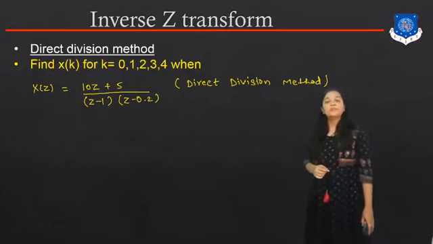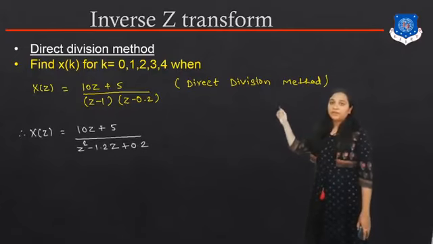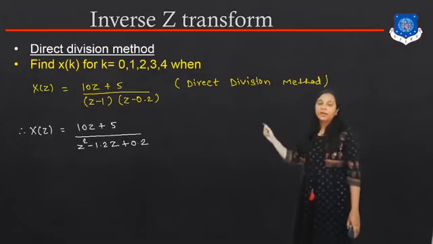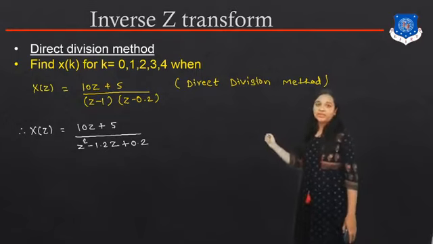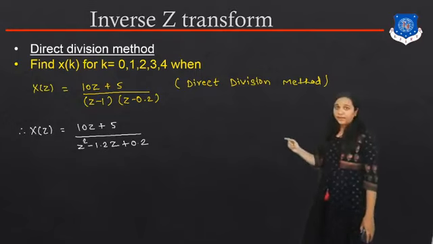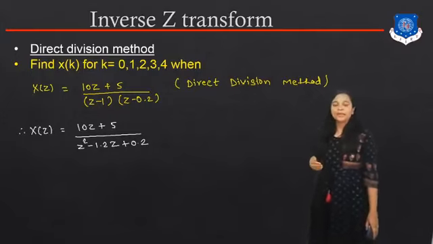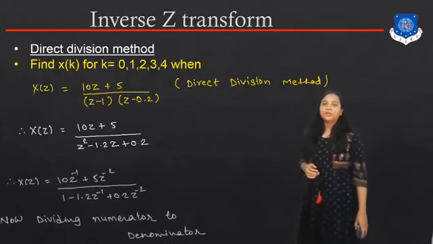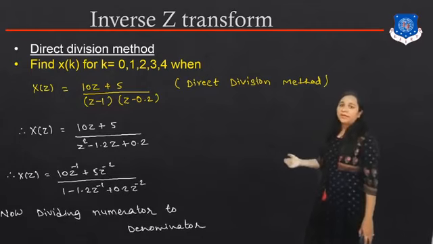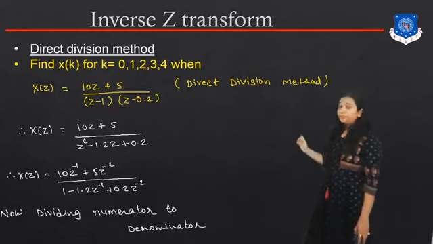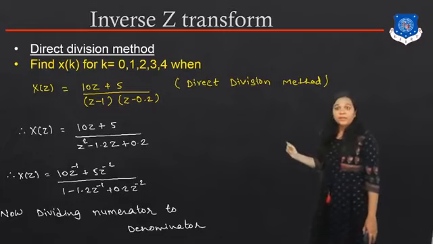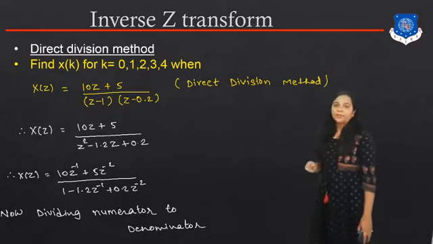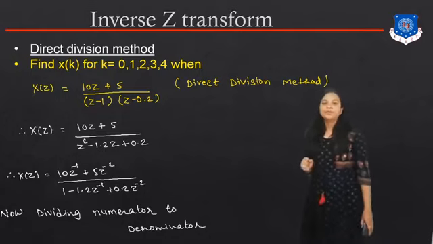First of all, we simplify this equation so we get X of z equal to (10z plus 5) upon (z square minus 1.2z plus 0.2). We multiplied the denominator terms z minus 1 and z minus 0.2. Simplifying again, X of z becomes (10 z to the minus 1 plus 5 z to the minus 2) upon (1 minus 1.2 z inverse plus 0.2 z to the minus 2).